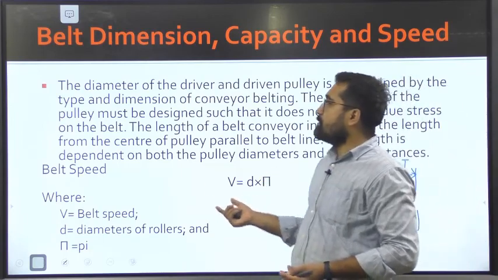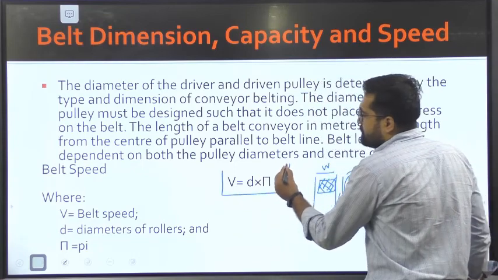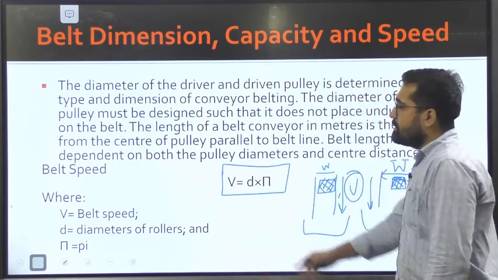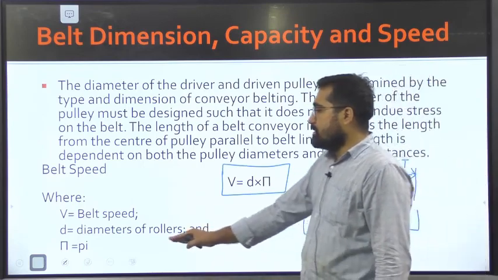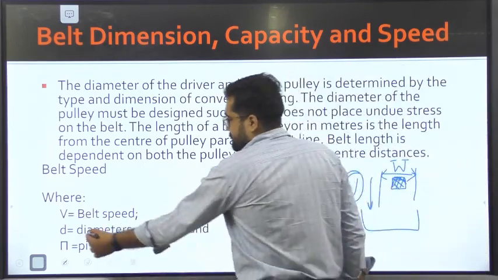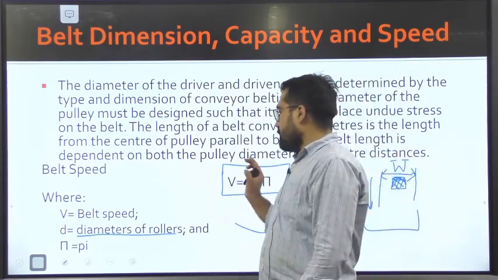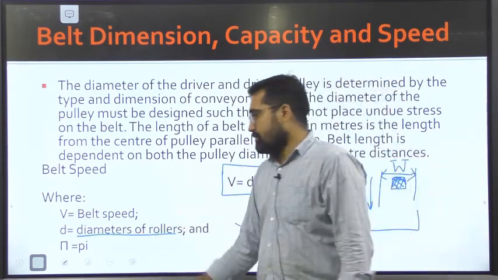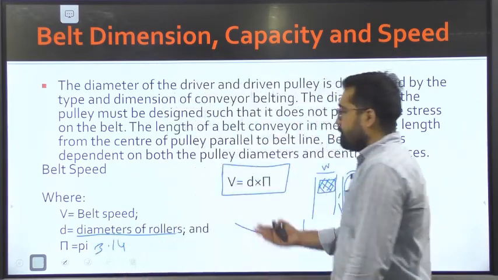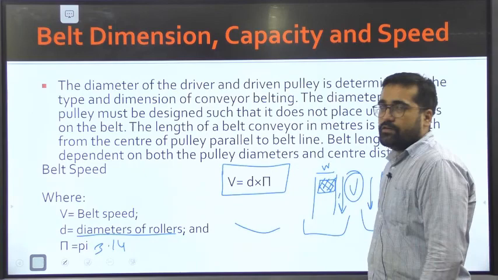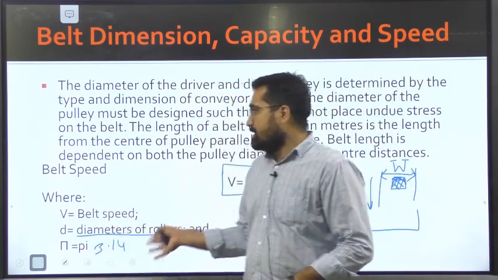So what is the formula to design the width of the belt? Sorry, the velocity of the belt. What is the speed or velocity of the belt? It equals d into pi, where d is the roller diameter and pi is 3.14. Here v is the velocity of the belt. That's it for belt speed.